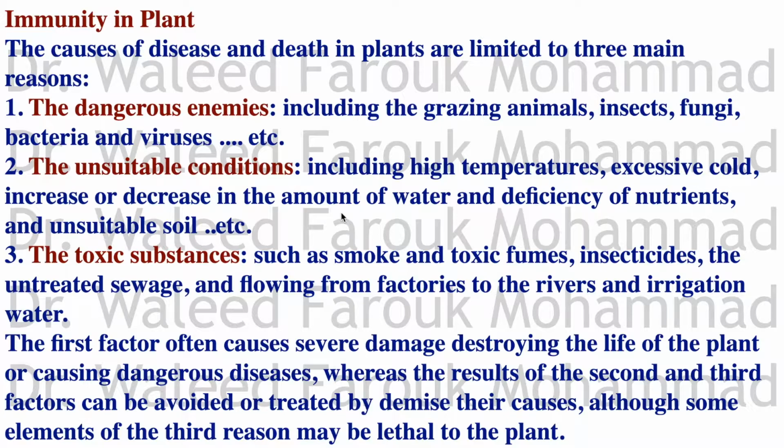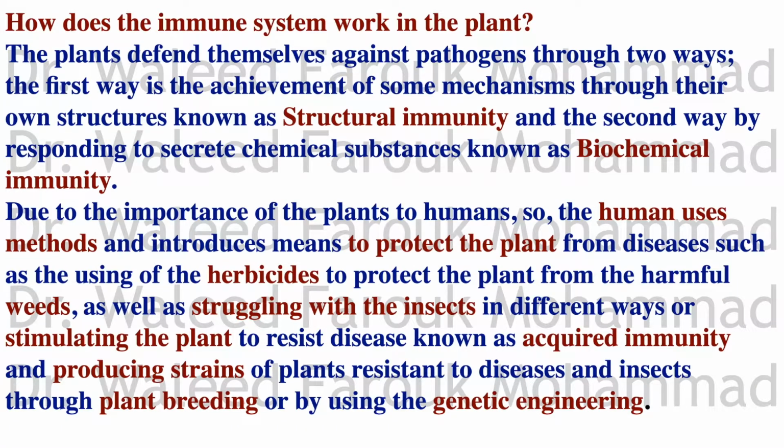الفاكتور بتاع dangerous enemies ده بيdamage or destroys the plant or causes dangerous diseases. لكن unsuitable environment and the toxic substances can be avoided or treated by ending the cause, by fighting the cause, fighting the bad environment and fighting the toxic substances. Okay? So these are the dangers to plants.